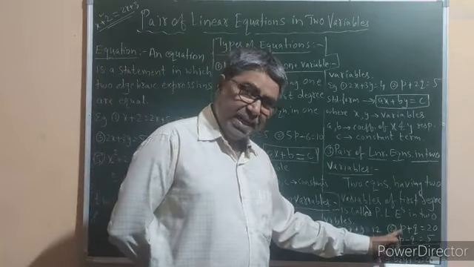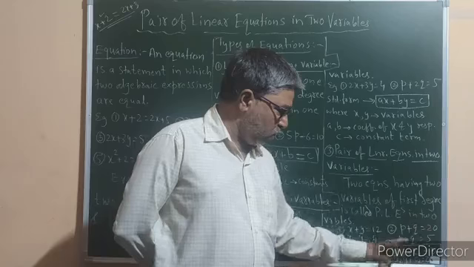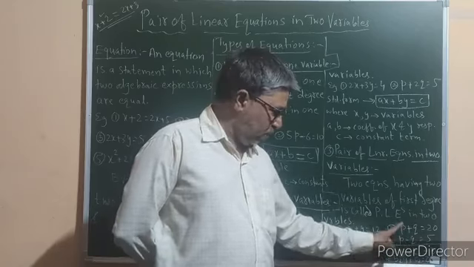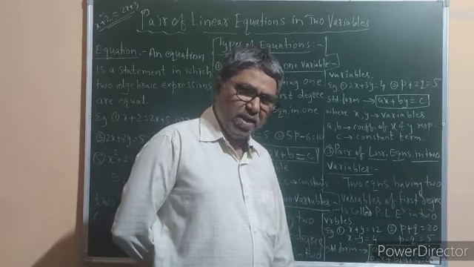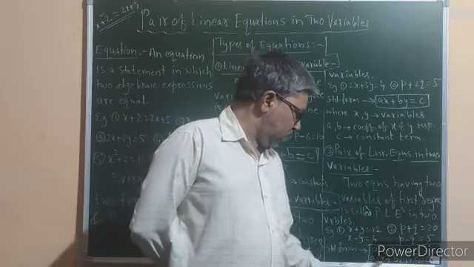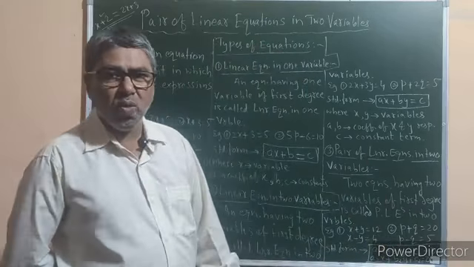In the same way, the second example is p plus q is equal to 20 and p minus q is equal to 5. p and q are the two variables of first degree, and this is also an example of a pair of linear equations in two variables.